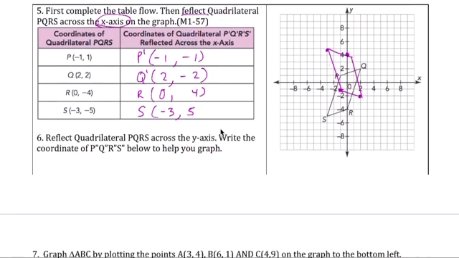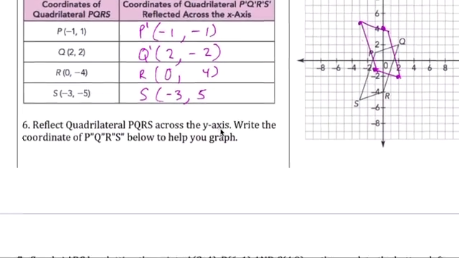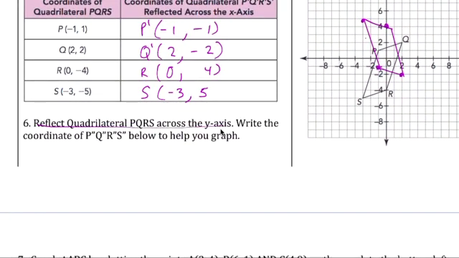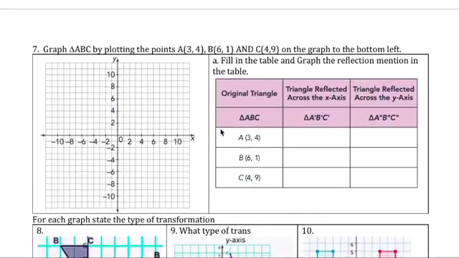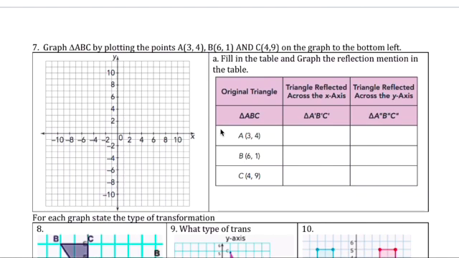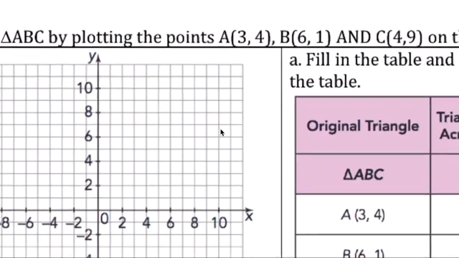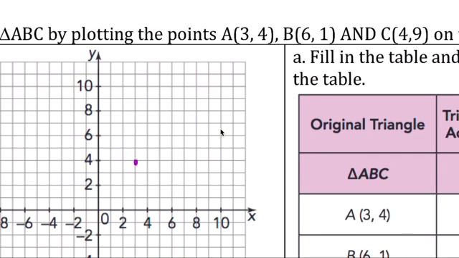Okay, reflect it over the y. I think some classes I said you didn't have to do this, so let's go ahead and not do that one. Okay, every class did this one though. Graph triangle ABC by plotting points A, 3, 4, B, 6, 1, C, 4, 9.